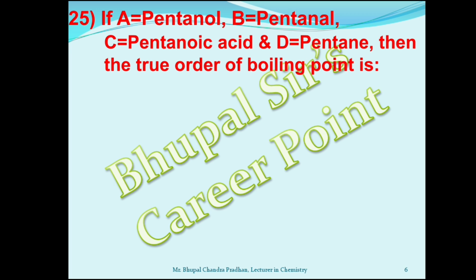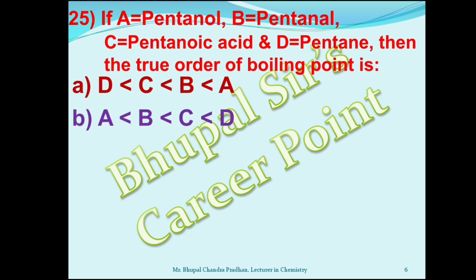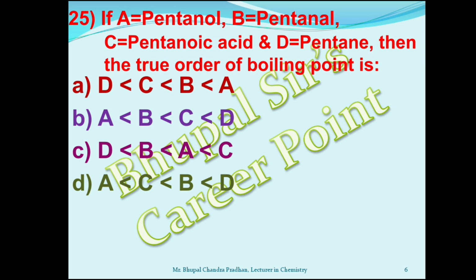If A is equal to pentanal, B is equal to pentanol, C is equal to pentanoic acid, and D is equal to pentane, then the true order of boiling point is this. Option A, D is less than C is less than B is less than A. Option B, A is less than B is less than C is less than D. Option C, D is less than B is less than A is less than C. Option D, A is less than C is less than B is less than D. Students try to give the correct answer. Which is the true order of boiling point?